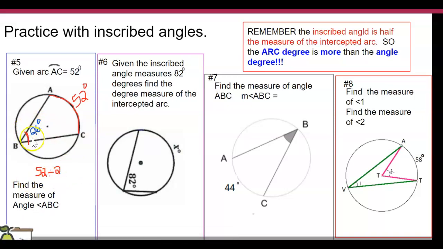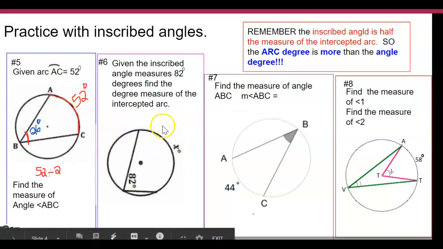Okay, you should have gotten 26. What you need to remember is that the angle is always going to be a smaller degree than the arc, the degree of the arc measure. Go ahead and try number 6.